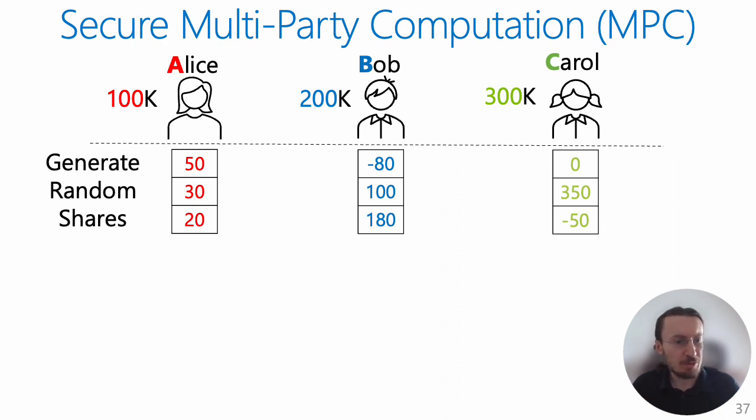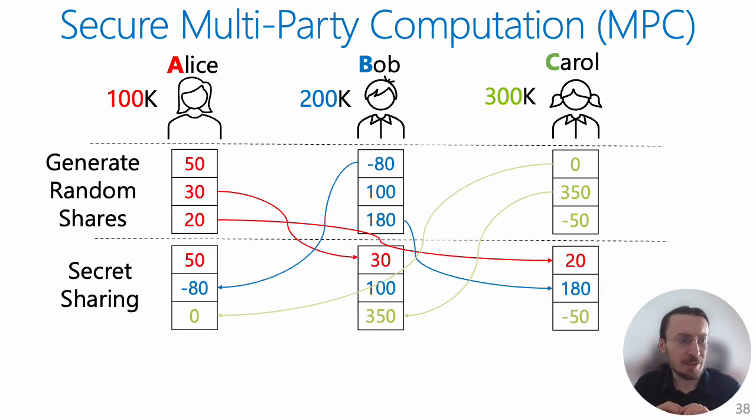So note that if you, for example, receive one of the shares from Carol, let's say being 0, of course you have no idea what's Carol's salary. However, if you are able to get all of these 3 shares, then you might just sum them up and compute 300, which actually is exactly Carol's salary. So you want to avoid that a single party gets all of these 3 shares. So what we do in the second step is that we do secret sharing.